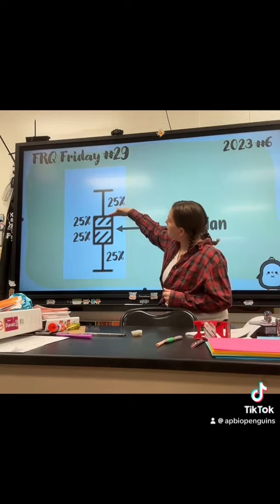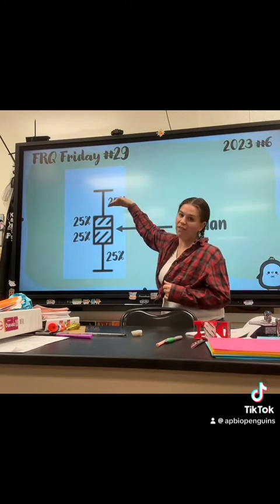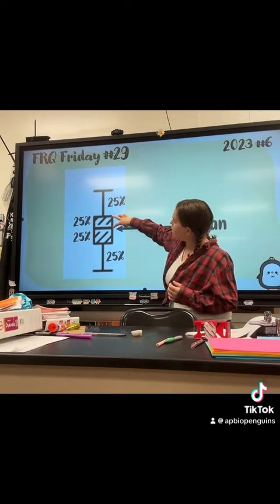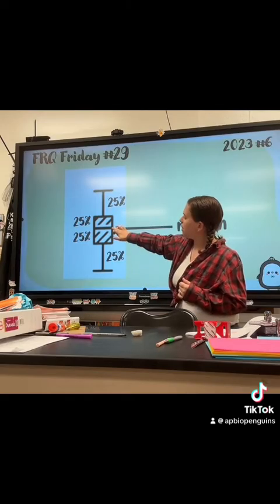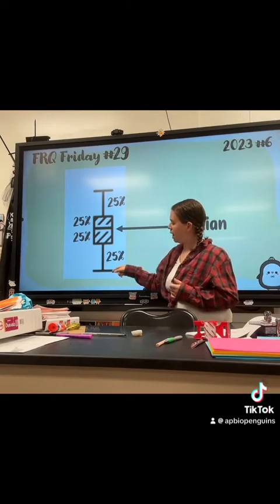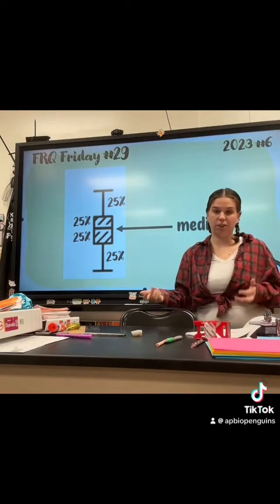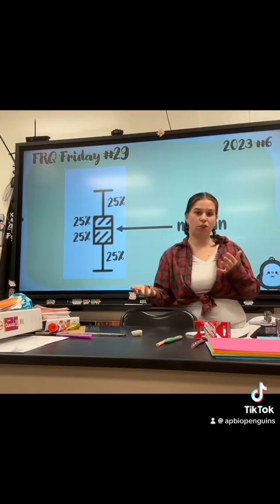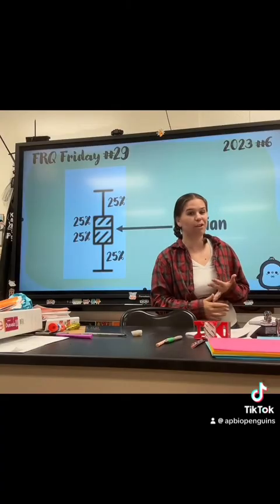And so from the top of the box to the top of your line is 25% of your data. From the median to the top of the box is 25%. From the median to the bottom of the box is 25%. And then from the bottom of the box to the bottom of this line, that's the other 25% of your data. And so you might have to use that to analyze multiple choice or for your response question.